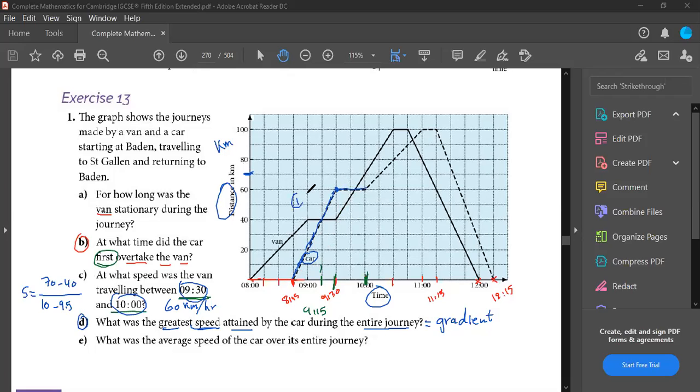We have 1, 2, 4, and 3, 4, and 5. Okay, 3, 4, 5. Do you know the number 2 part and the number 4 part? What is the speed in number 2 and number 4?